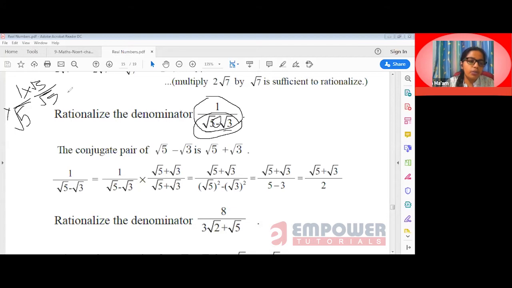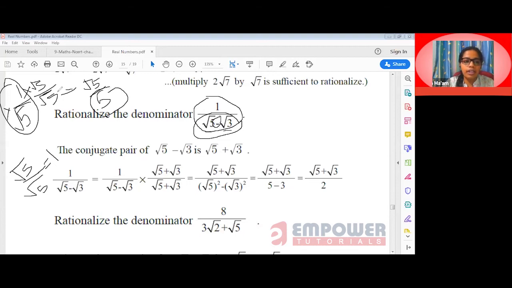So root 5 upon root 5 will be equal to 1. So if we multiply any number with 1, it won't affect your original number, right? That's why we are multiplying this fraction with root 5 upon root 5. Okay, so this will be equal to how much? Root 5 upon 5, right? Because root 5 into root 5 will be 5. So my denominator is getting rationalized using its rationalizing factor.